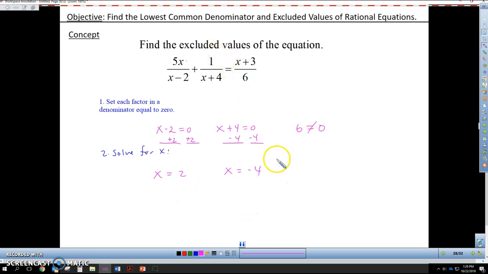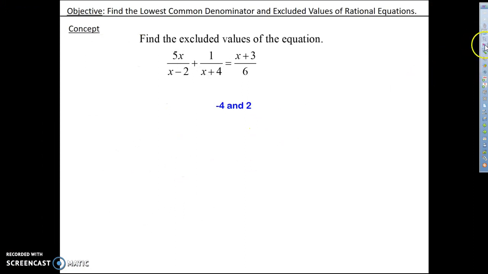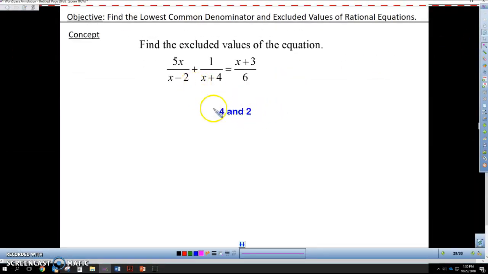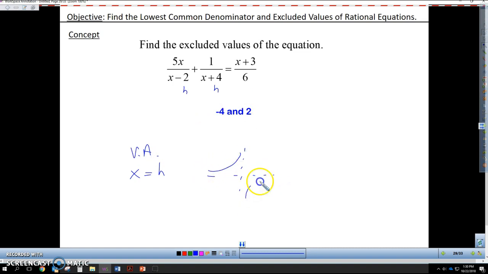So what this means is if I plug in 2, this factor will go to 0. So we say, hey, x cannot be 2. If I plug in negative 4, this factor will go to 0, and I throw that out. So we exclude these values. Here are the excluded values: negative 4 and 2. And if you think about this, these are easily identified as our h values. Isn't our h value here 2? Isn't our h value here negative 4? I want you to remember that x equals h. These are what we call vertical asymptotes when we talk about rational functions.